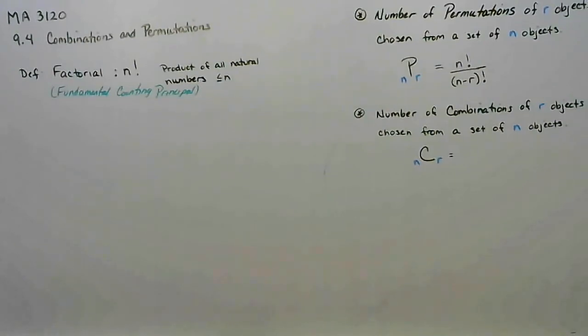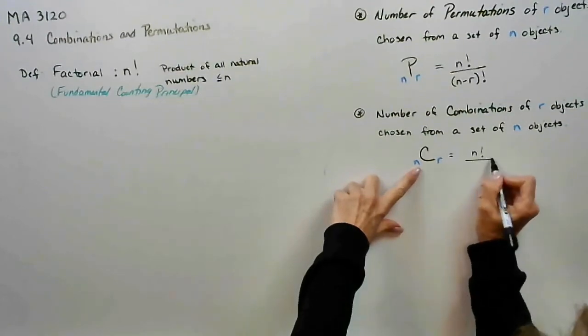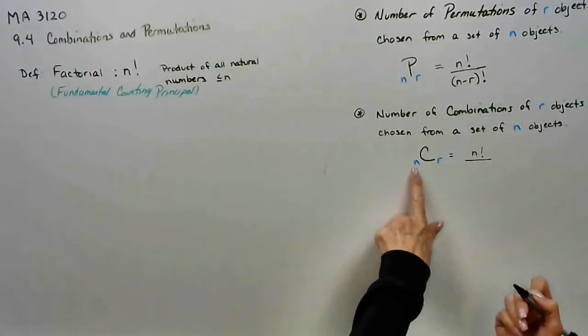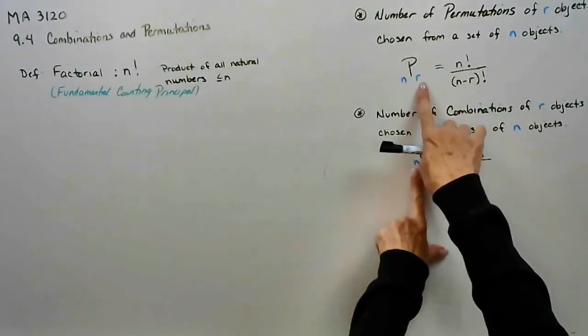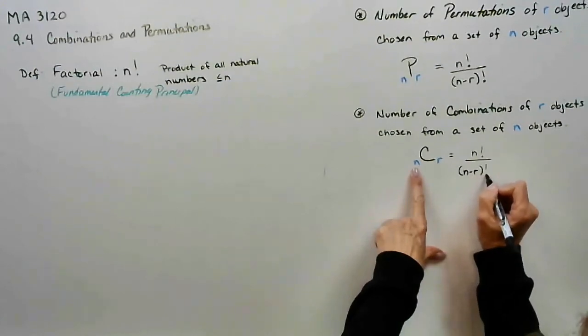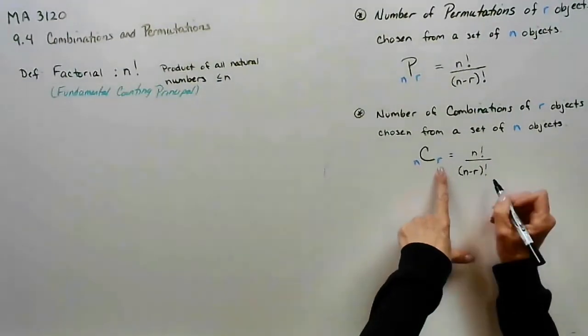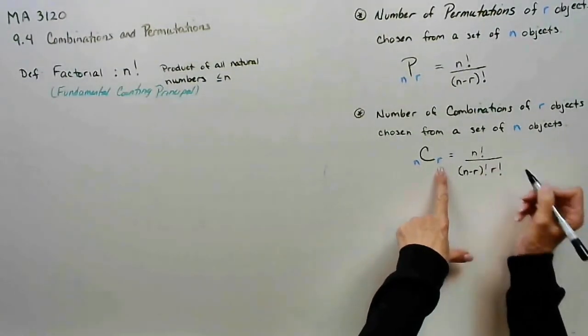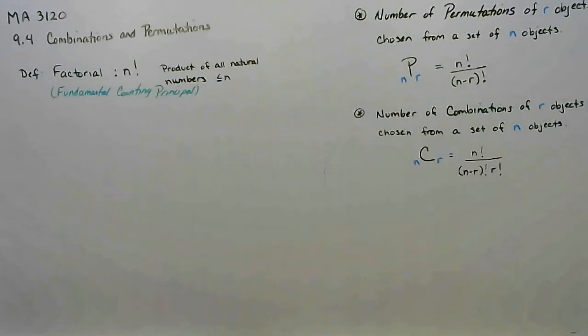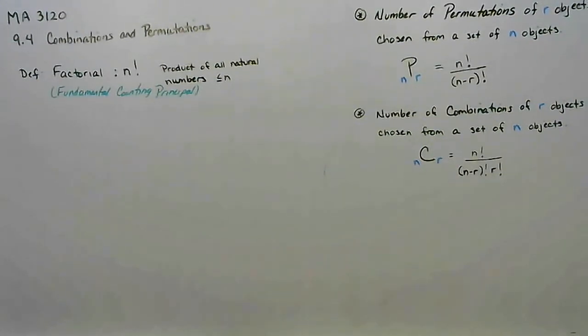And it starts off the same. As I read from left to right, I have n factorial over, and then, just like I did up here, n minus r factorial. So right now they're identical, but then I'm going to multiply it by r factorial. So as I go from left to right, I get n minus r factorial, then r factorial. Okay? So again, here we go.